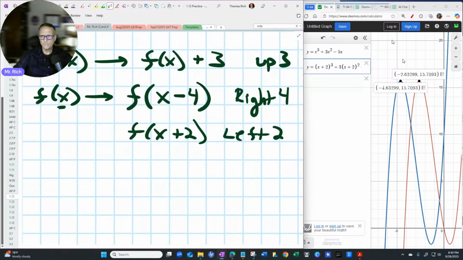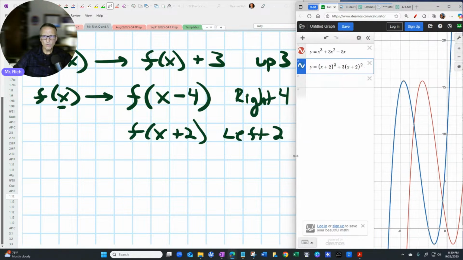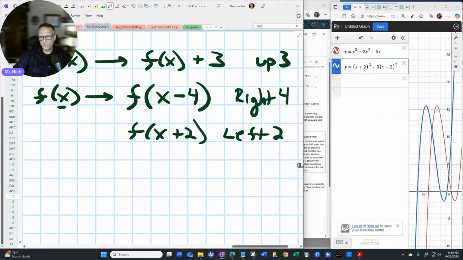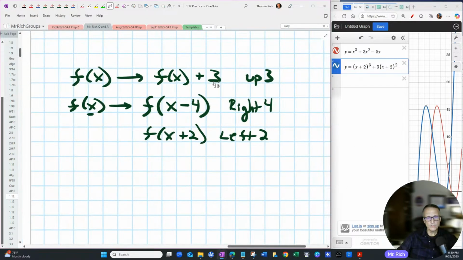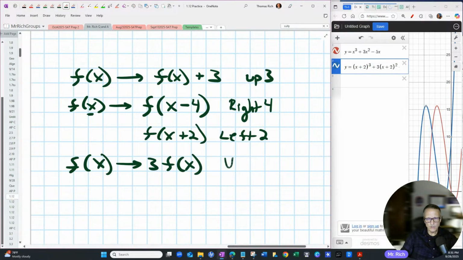All right, so those are the vertical and horizontal shifts. If you're working in Algebra 2, you have to know how to do those transformations. Let's do vertical stretch. Suppose we take f of x and we put a multiplier in the front of the function. That is what we call, and this is the verbiage that we use in AP, a vertical dilation by a factor of 3.